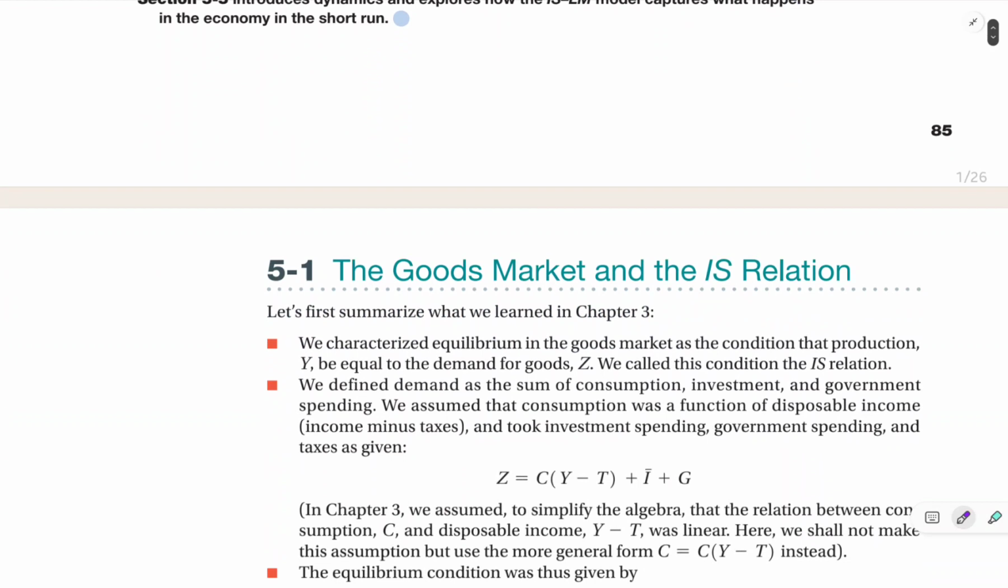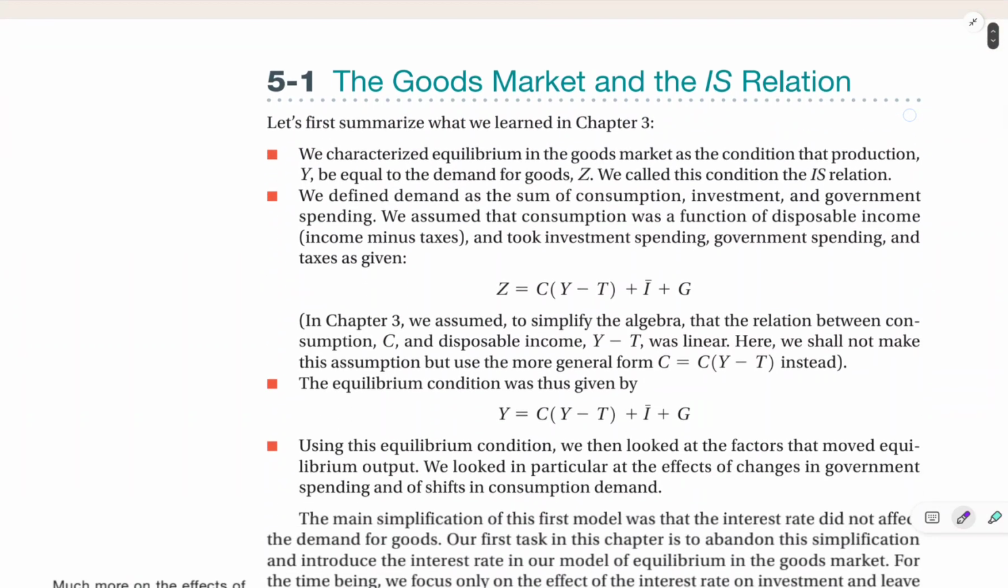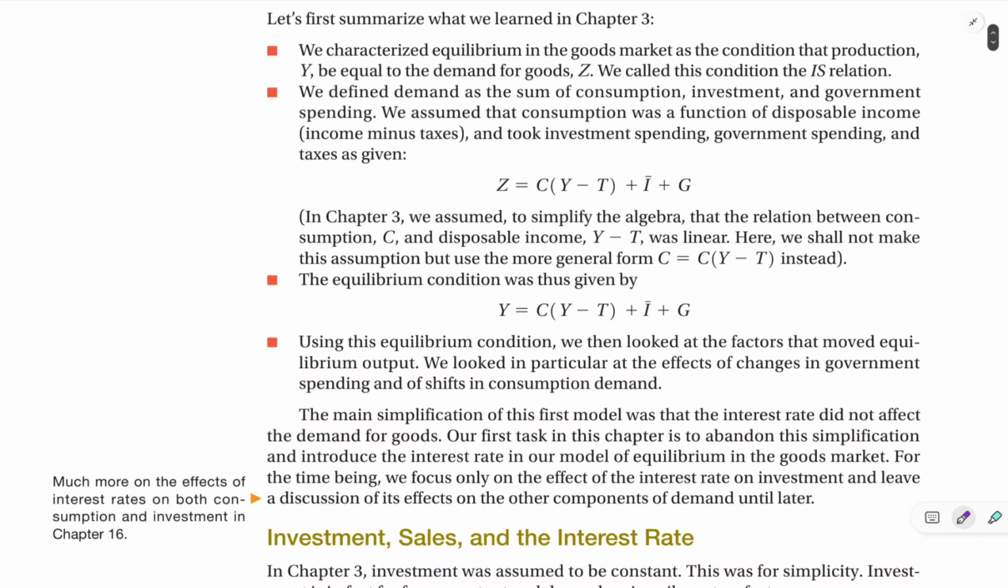The goods market and the IS relation. Let's first summarize what we learned in chapter 3. We characterized equilibrium in the goods market as the condition that production Y be equal to the demand for goods Z. We call this condition the IS relation. We defined demand as the sum of consumption, investment, and government spending. We assumed that consumption was a function of disposable income, income minus taxes, and took investment spending, government spending, and taxes as given. That's Z equals C(Y minus T) plus I bar plus G.